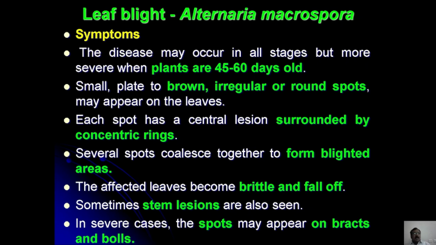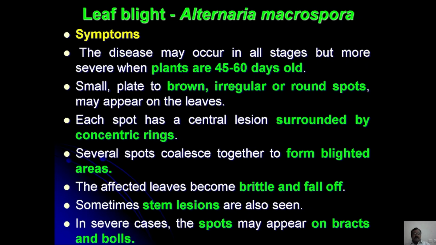This disease occurs at all stages of the crop and is more severe on plants during 40 to 60 days old crop. Small pale brown irregular round spots are produced on the leaf, and each spot has a central lesion surrounded by concentric circles. Several such spots coalesce together and form blighted area. The affected leaves become brittle and then fall off.